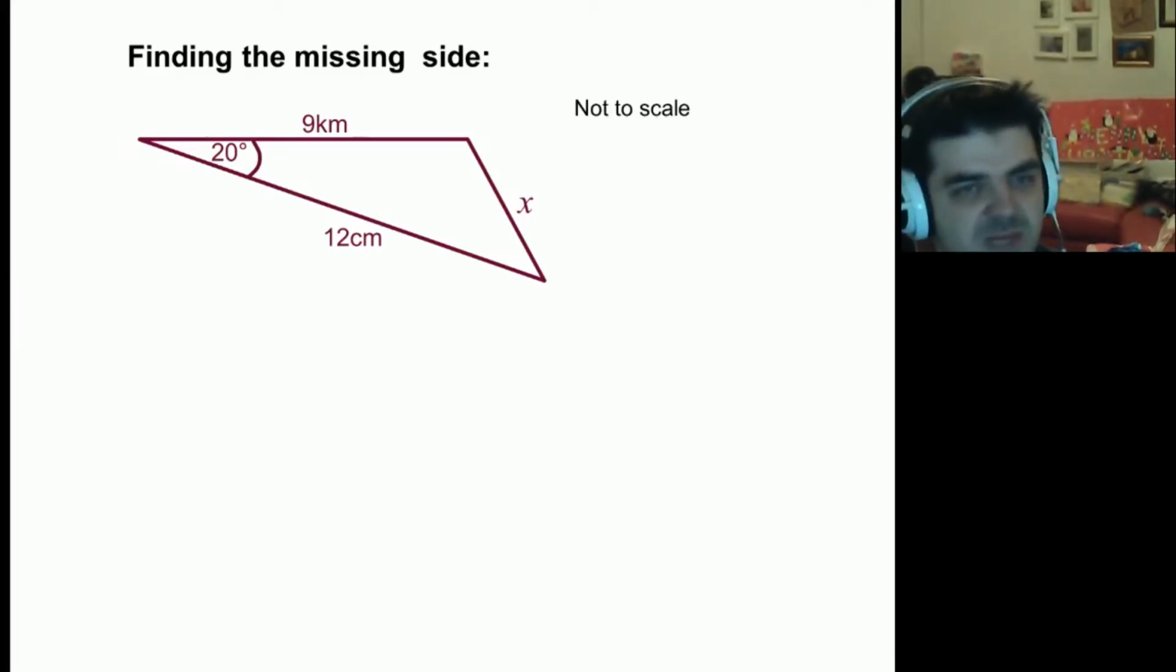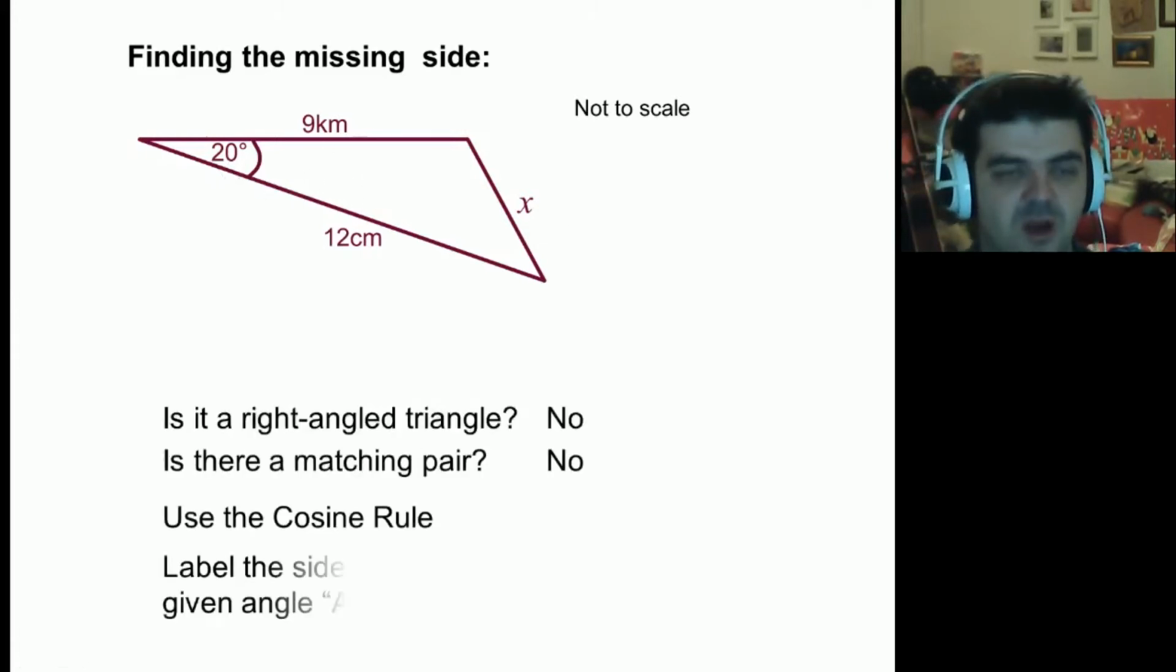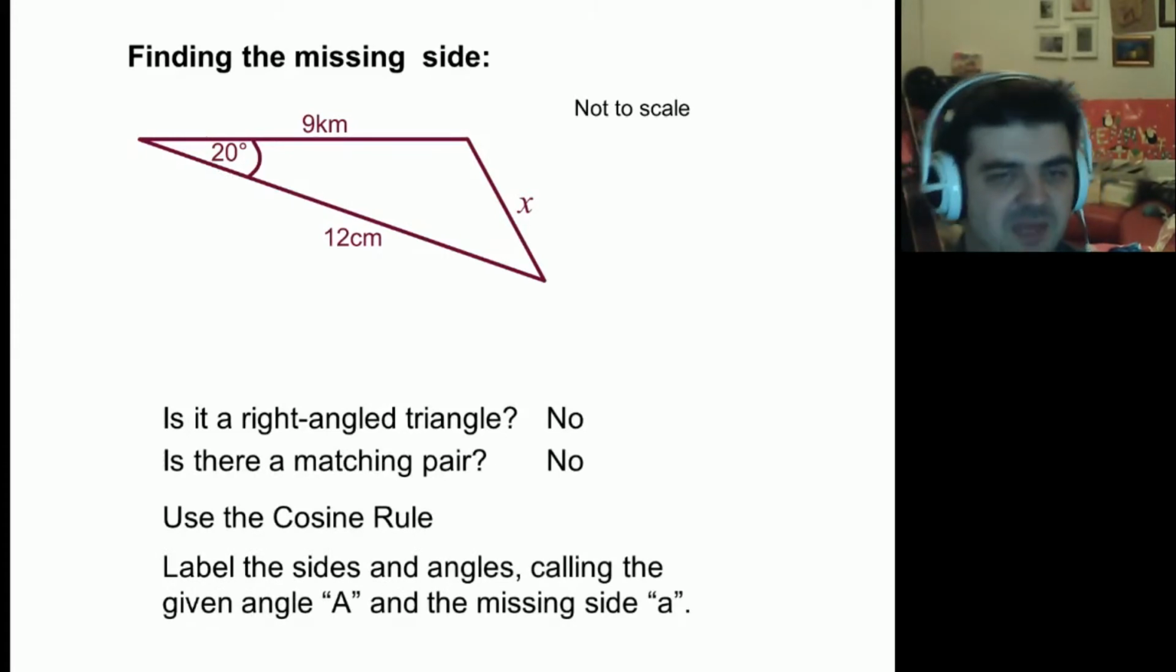Okay, so we have no matching pair. We have a 20 and what we're trying to find, but they're not matching because we don't know both of them. So we'll have to use the cosine rule. It's not right angled. There's no matching pair. Away we go. Label the sides A, B, and C, calling the given angle A and the missing side A.